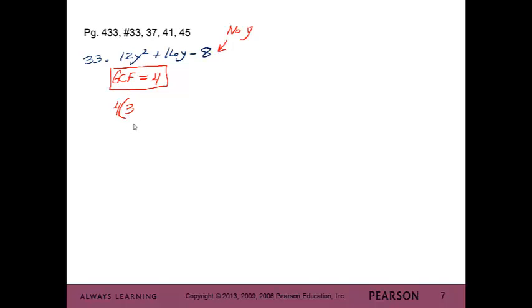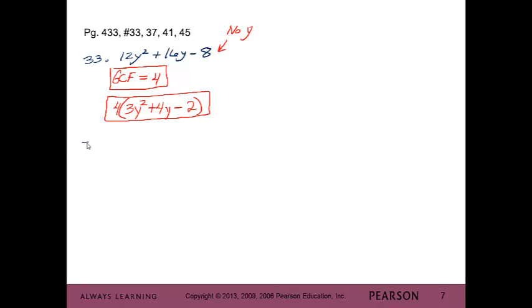by 4, well, that is 3. I still have the y squared. And then 16 divided by 4 is 4, and I keep the y. And then negative 8 divided by 4 is negative 2. And this is factored. Remember, you can check it by just multiplying. 4 times 3, that gives me back my 12. There's my y squared. 4 times 4y, well, that gives me my 16y. And then 4 times negative 2, that gives me my negative 8.